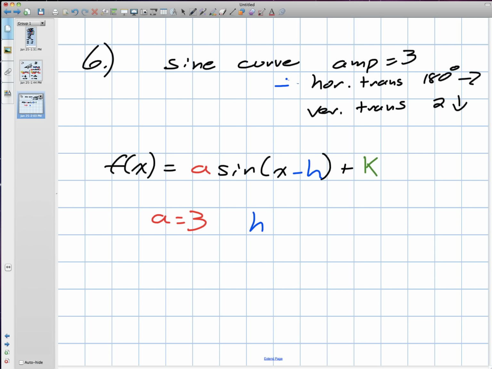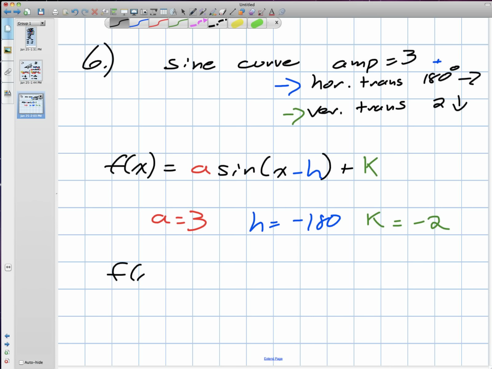H. Okay? Horizontal translation. Now this one says it goes in a positive direction. So the number we're going to replace this entire negative h with is negative 180. Okay? And finally, k deals with vertical translations. It's going downwards, so it's minus, so k is negative 2.